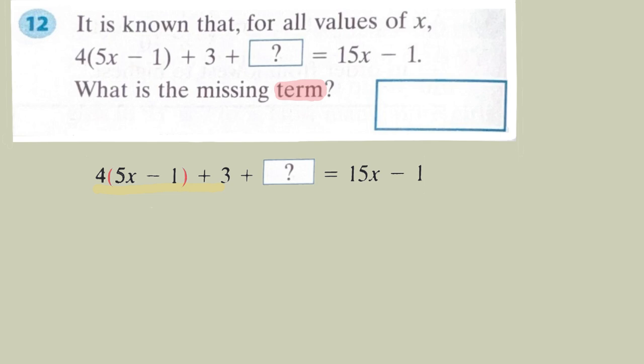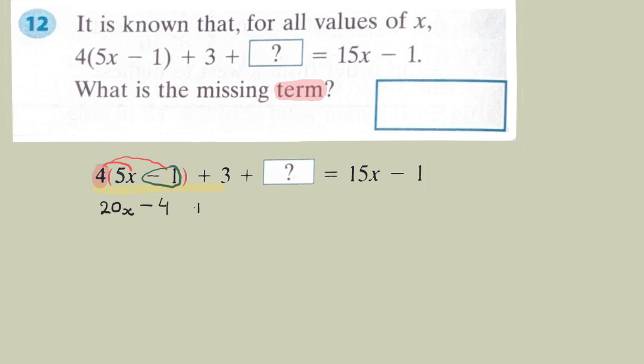remove that bracket. The only way we can remove that bracket is by taking that 4 and multiplying the 4 with the 5x and then multiplying the 4 with the minus 1. So 4 times 5 is 20x. A lot of students will multiply 4 with a 1, and it's not just 4 with a 1. Remember that minus 1 is the term that you're going to multiply it by. So multiplying 4 with minus 1 means that you've got minus 4.